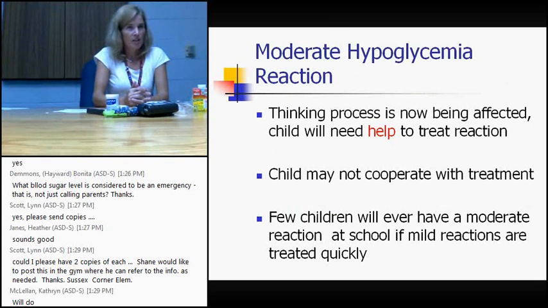So a moderate reaction is when the thinking process is now affected. So the brain is eating sugar and it doesn't have enough, and the child may need help to treat the reaction. The child may not be cooperative with the treatment. Very few children will ever have a moderate reaction at school if the mild reaction is treated quickly.